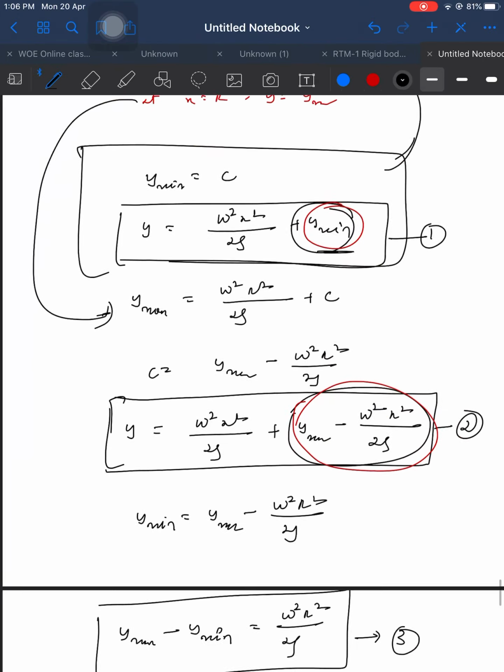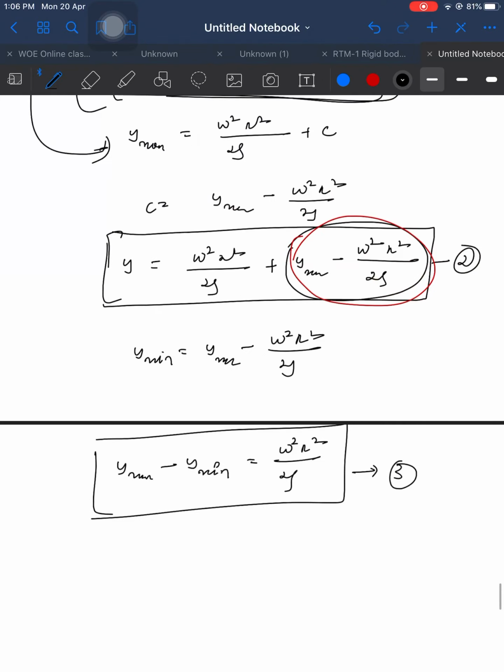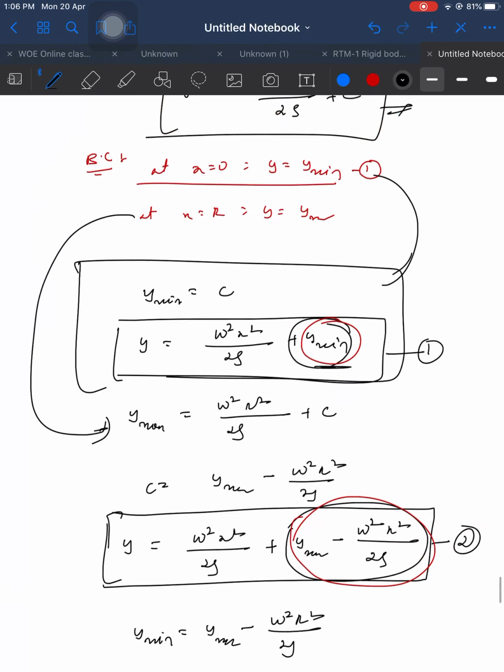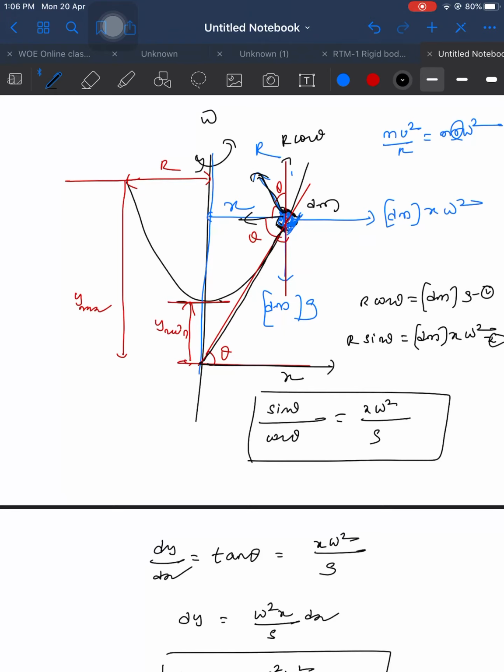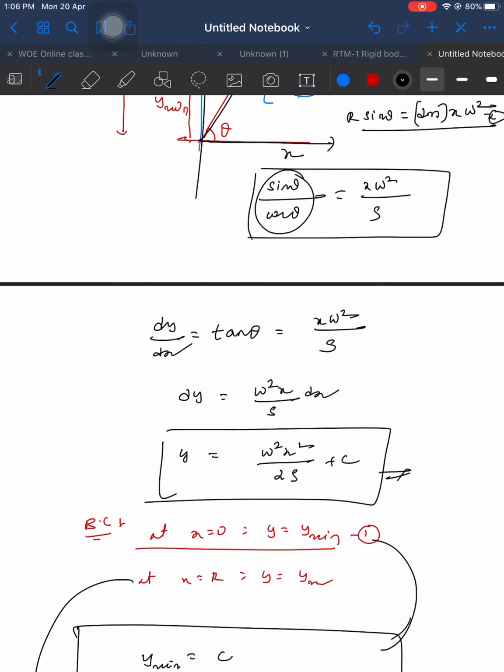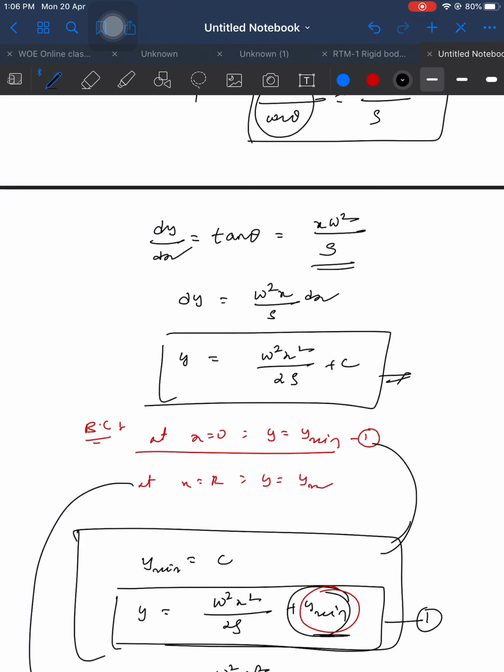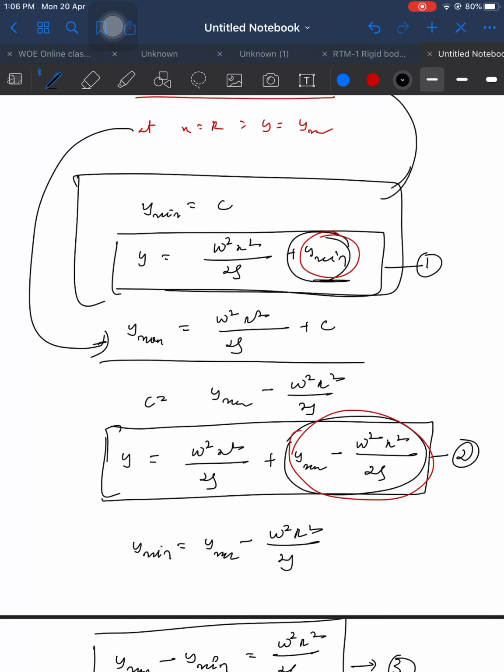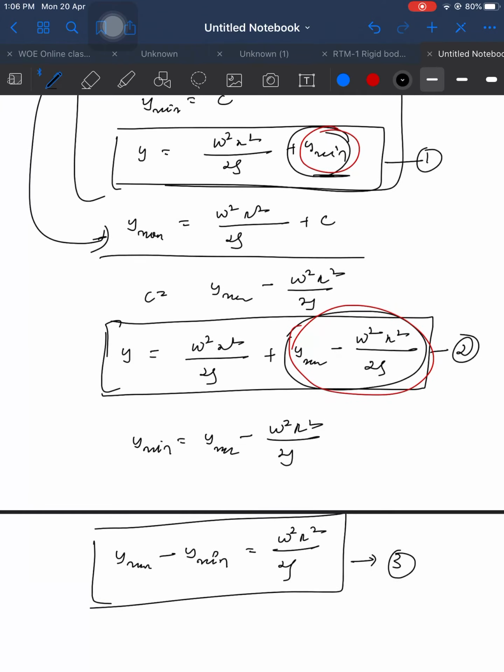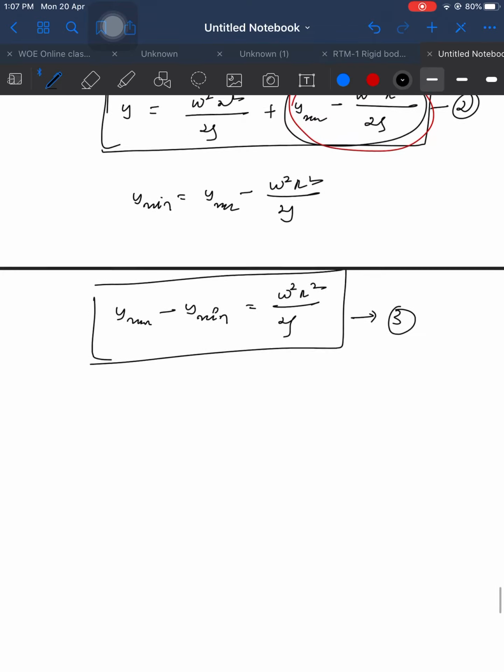Okay, so these are the expressions we got. One special case is possible. Listen students, there is no need of memorizing this formula. It's very easy to follow the procedure. R sin theta, vertical force and downward force, sin theta by cos theta is equal to x omega square by g, tan theta is equal to dy by dx, which is equal to x omega square by g. We can get y is equal to omega square x square by 2g plus c, and you can get the limits, apply the limits. If you want to memorize, you can memorize, but I'll recommend you to follow the procedure.